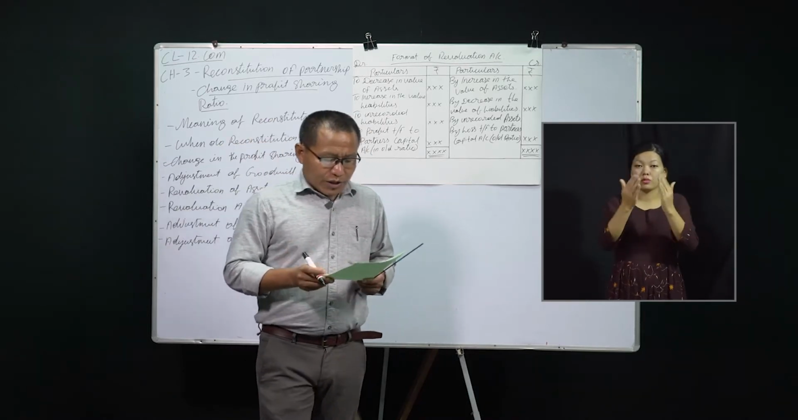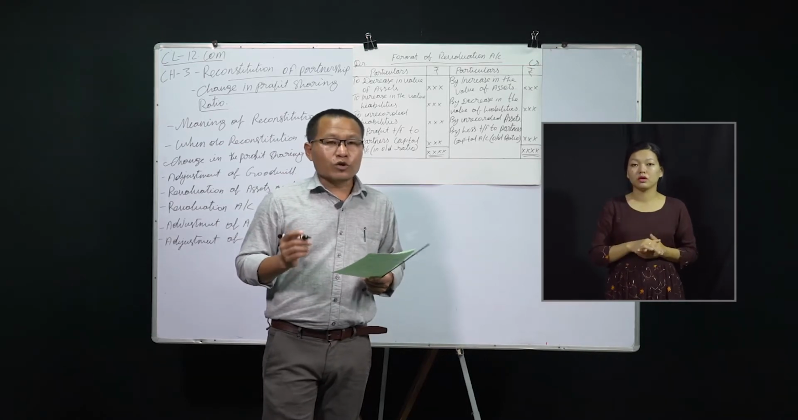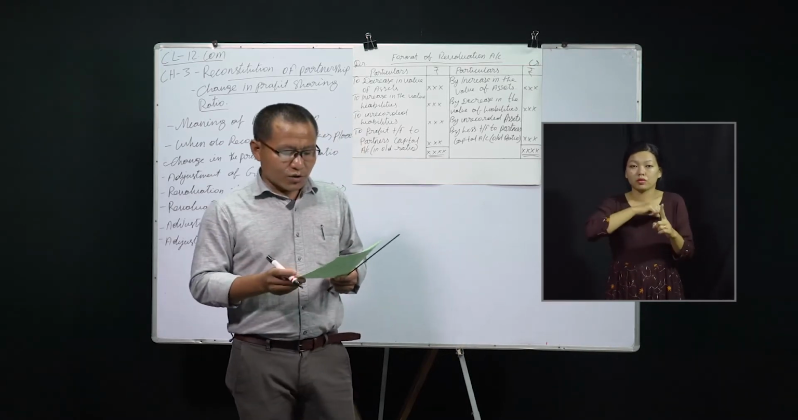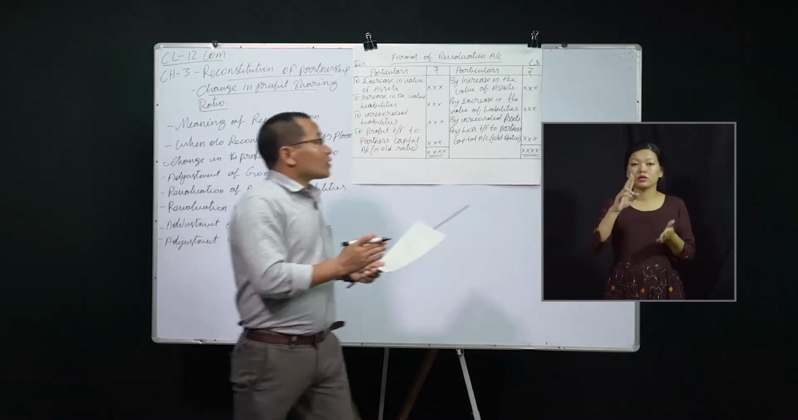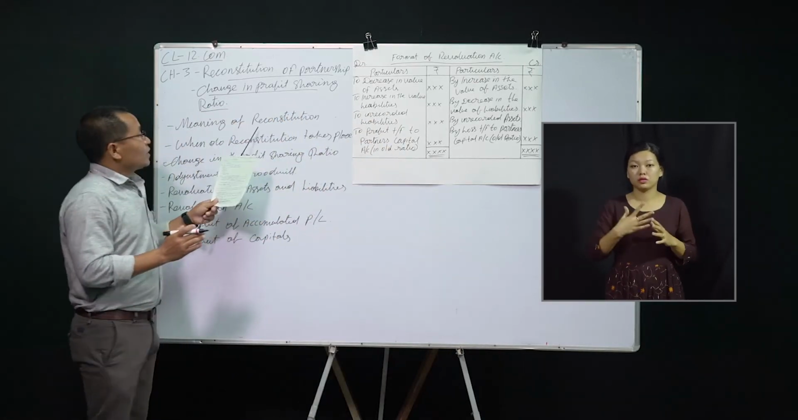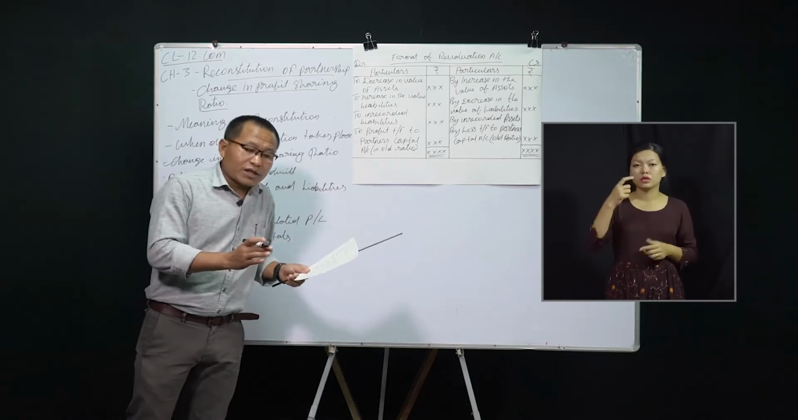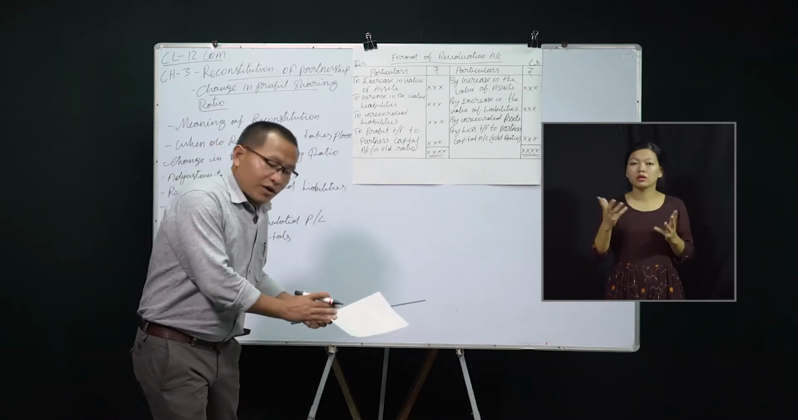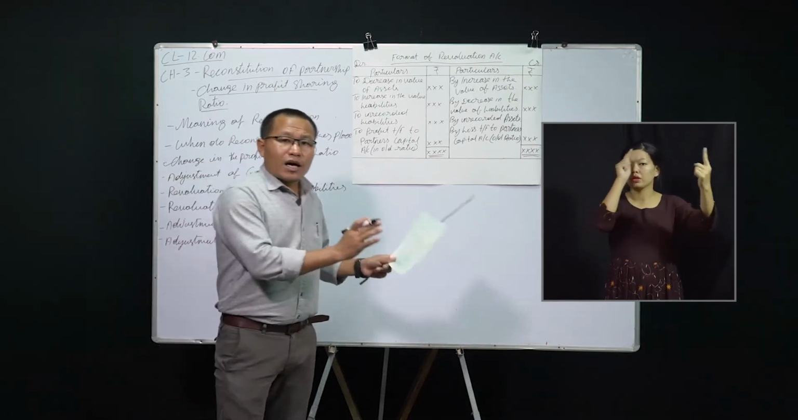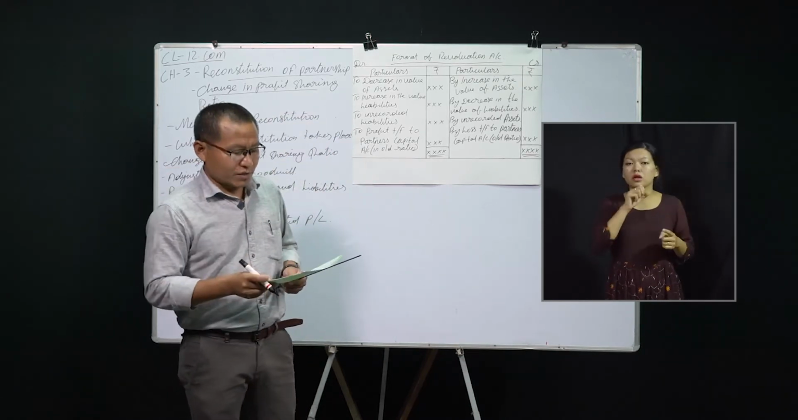The ratio in which all the partners share the future profits and losses is known as the new profit sharing ratio. As I told you in the beginning, under the meaning of reconstitution, it is clearly stated that the old agreement comes to an end and the new agreement comes into existence.